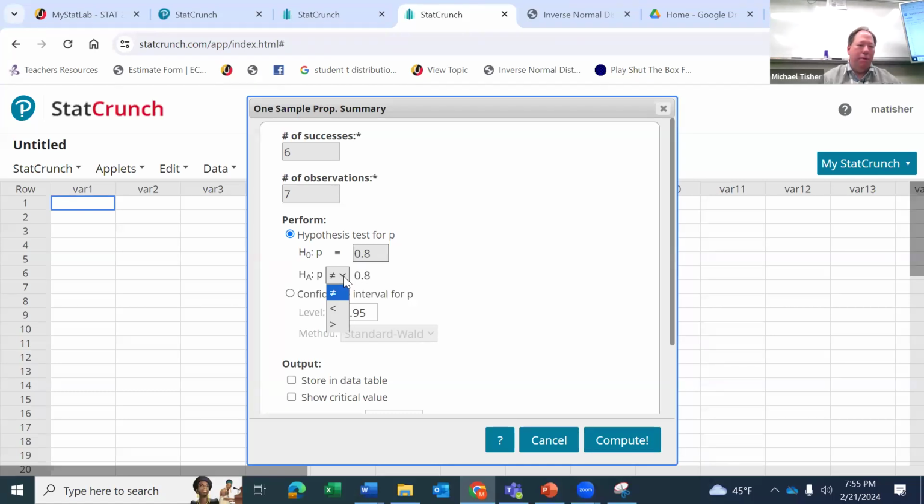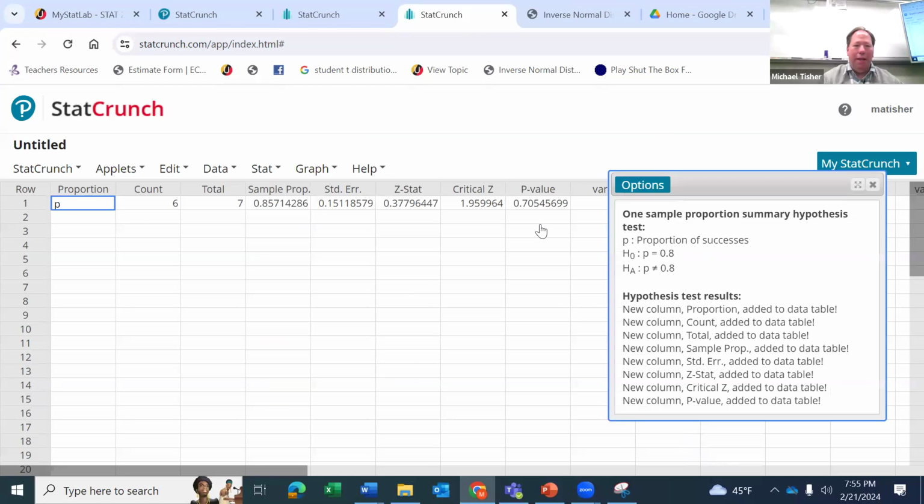And HA, we want which symbol? Which one? Not equal to, yes. All right. And then we can click on store in data table, show critical value. Okay, any questions how we got that? Everybody with me? Okay, then compute. Okay, and again, all we need is that pivotal p-value.